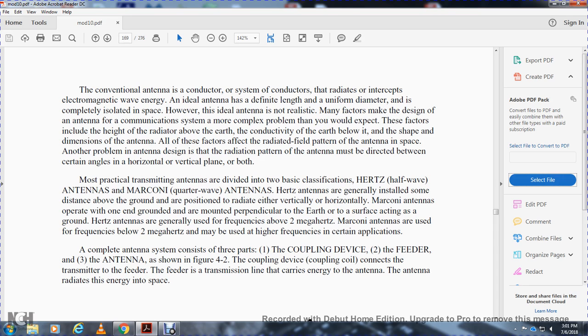Hertz antennas are generally used with frequencies above 2 MHz. The Marconi antennas are used with frequencies below 2 MHz, and may be used with higher frequencies in certain applications. A complete antenna system consists of three parts: a coupling device, a feeder, and the antenna.